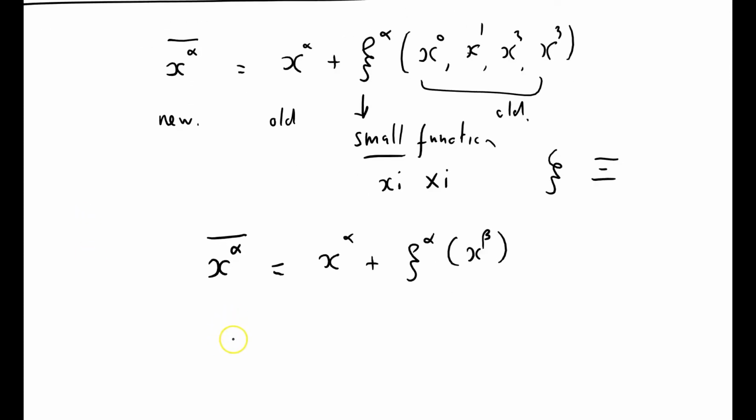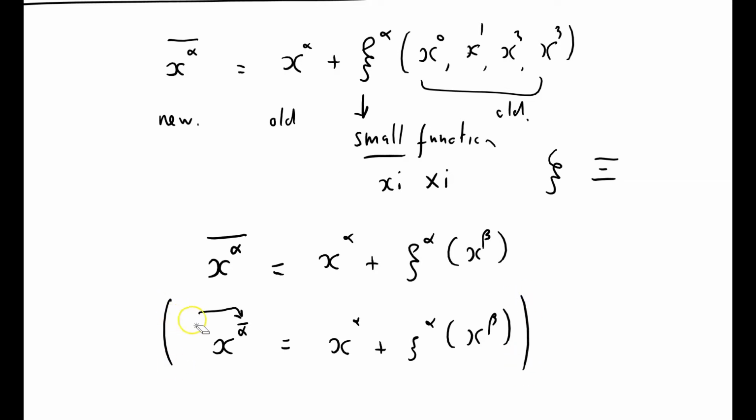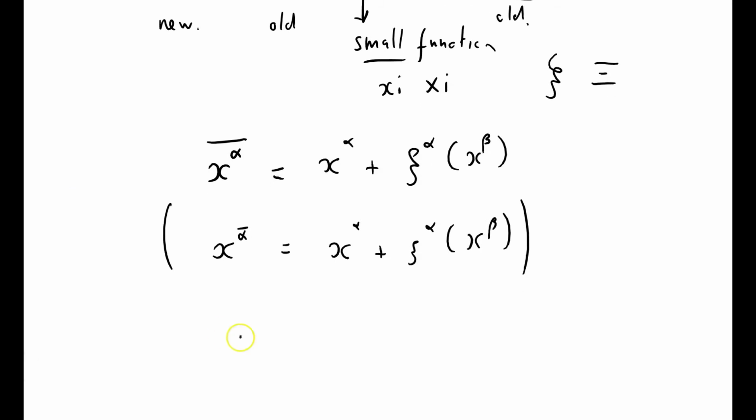You will also see this notation used here, x alpha bar, let me just write it out, plus psi alpha of x beta. Here, of course, the bar is being written on the index to signify that it's the new coordinate system. Sometimes I'll use that notation. I might resort to it. I'll see how things go. Okay, but I'm just going to say x bar alpha equals x alpha plus psi alpha of x beta.